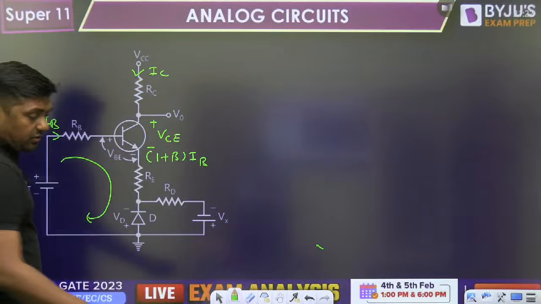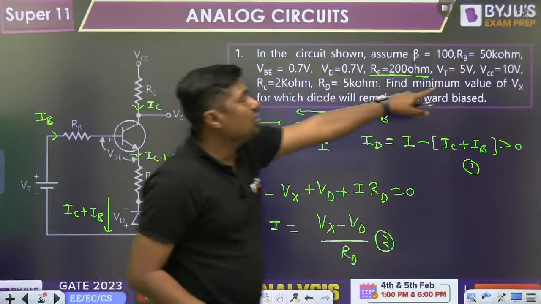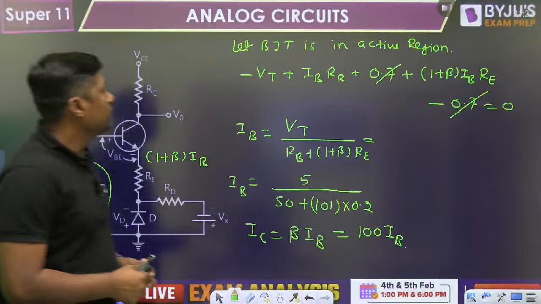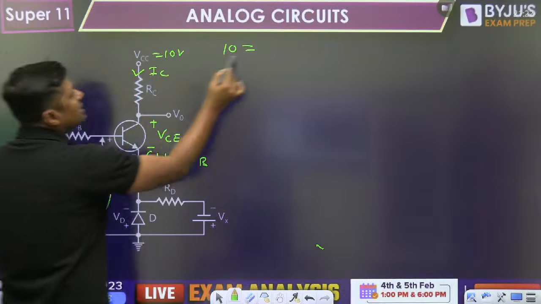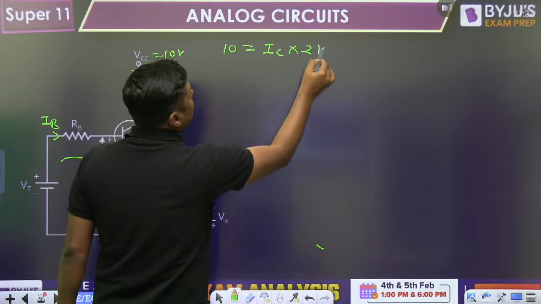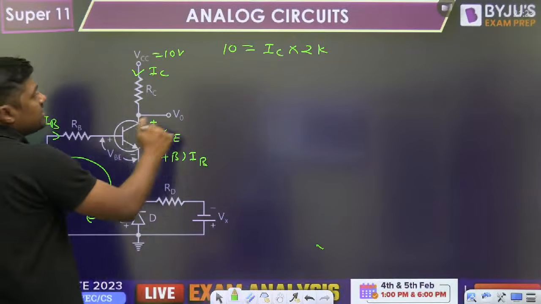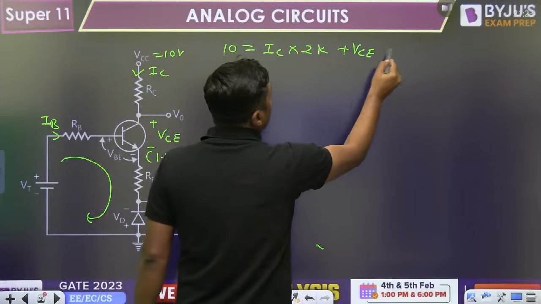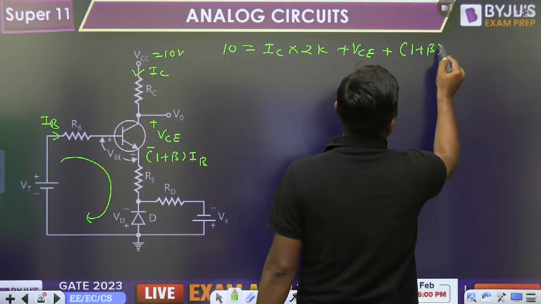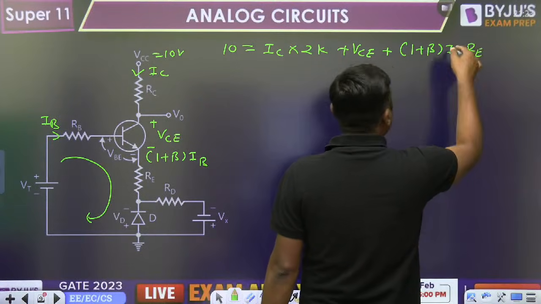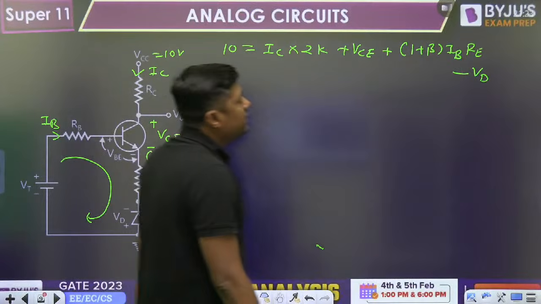So when I am writing the KVL, what is the value of VCC given in the numerical? VCC given in the numerical is 10 volt. You can write the KVL: 10 is equal to IC times RC, IC into 2 kilo ohm, since RC is given as 2 kilo ohm. Now plus VCE plus 1 plus beta times of IB into RE. Already we have the value of IB. Minus VD, VD means 0.7 volt.